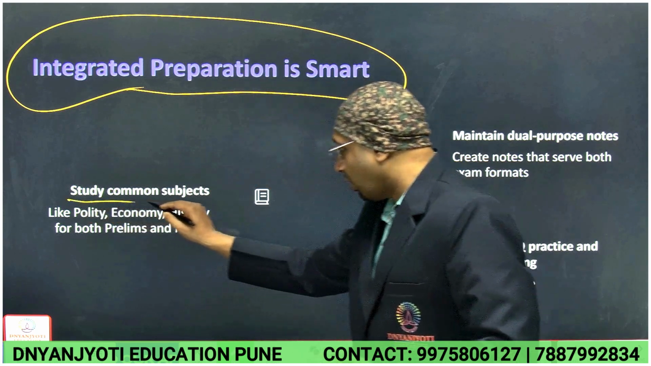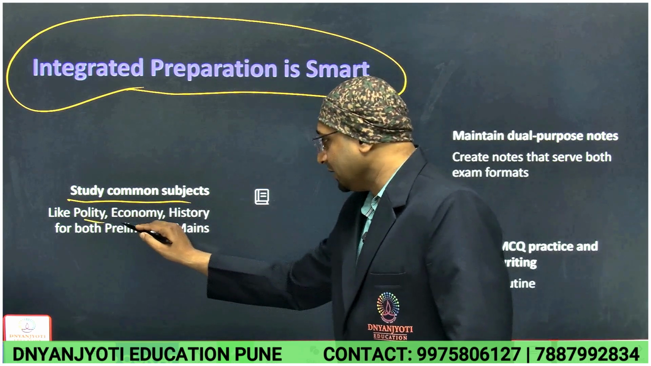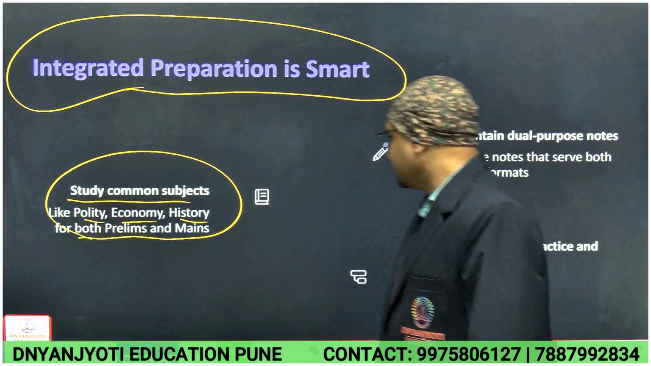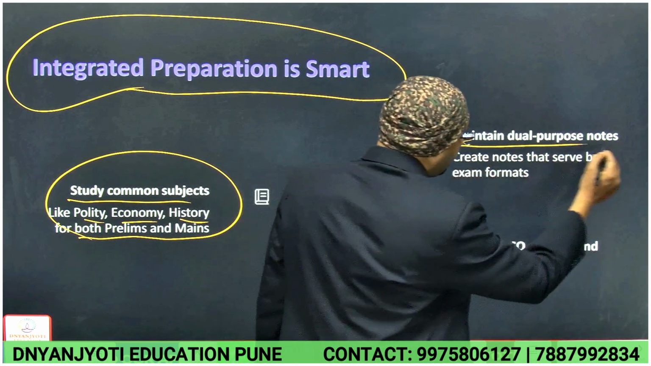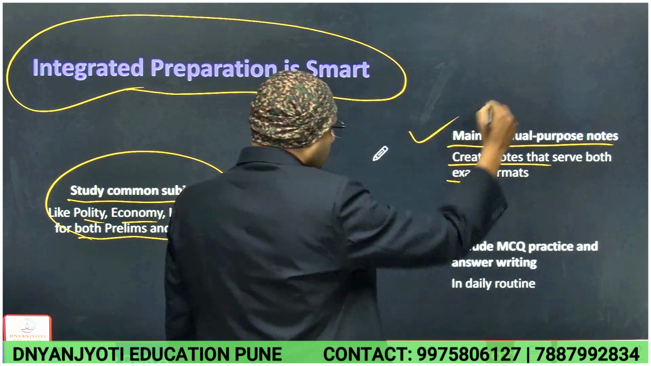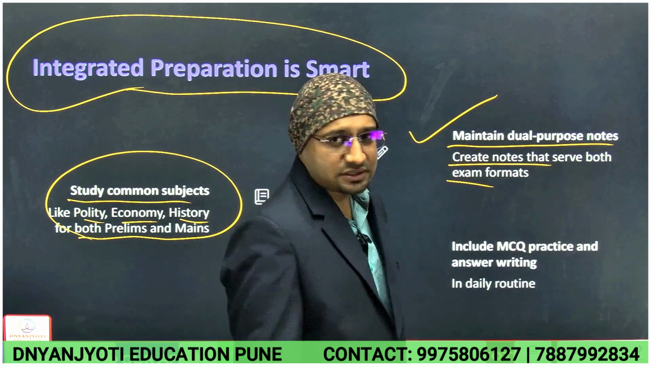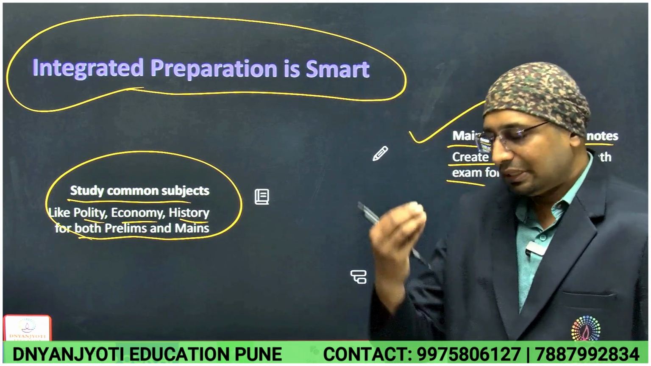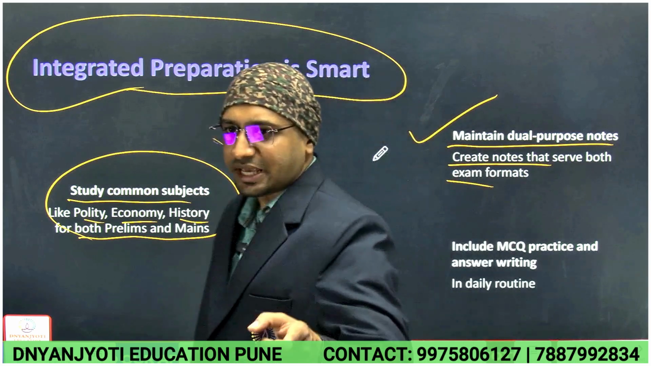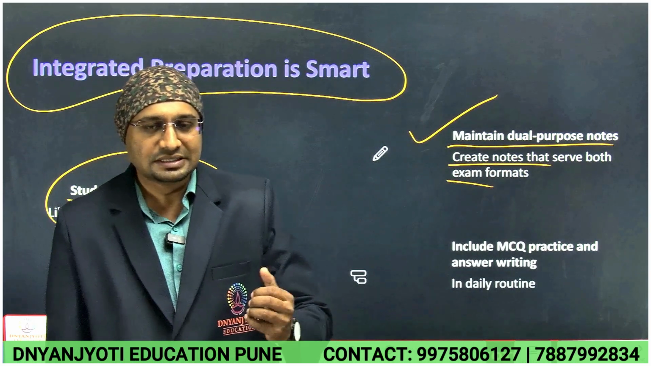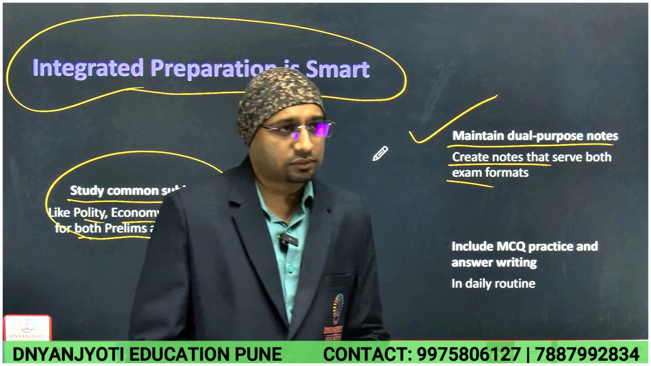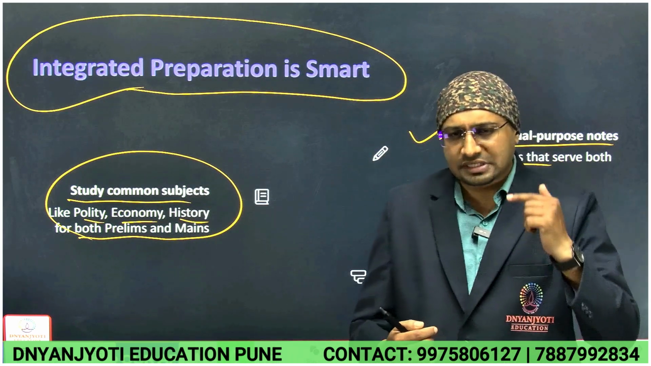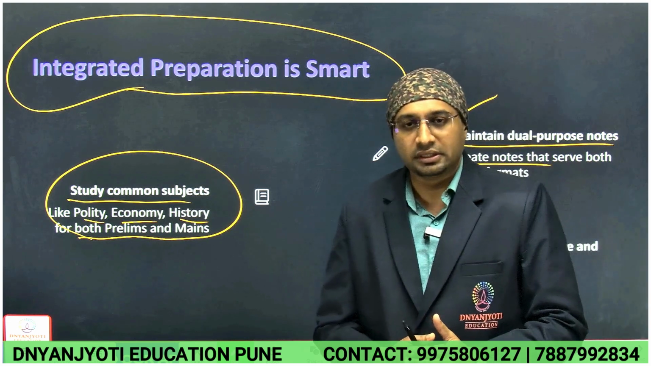So first study common subjects such as polity, economy, history, for both prelims and mains, and then maintain dual purpose notes. See, this is a key point. Dual purpose notes means when you are going for the revision, you need to have data which is useful for mains as well as the preliminary examination. This is the key, because one strategy mistake is very common in aspirants.